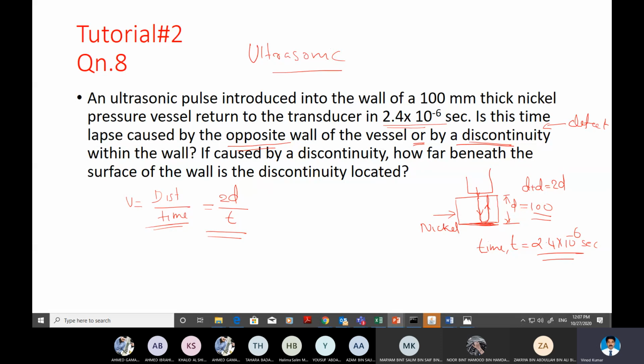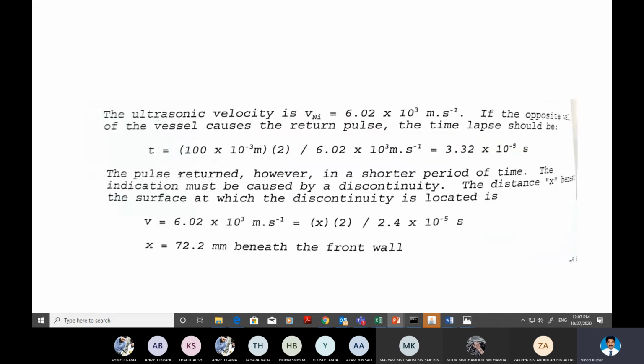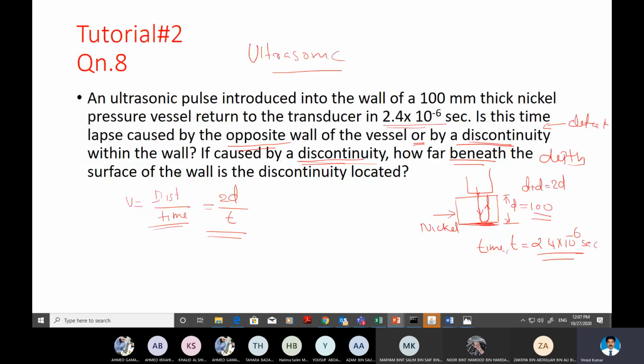This is the question. If it is from a discontinuity, how much is the depth of the defect? How far beneath the surface of the wall is the discontinuity? So this is the question given to you. I think the question is clear to you.